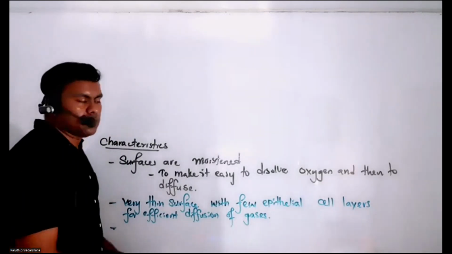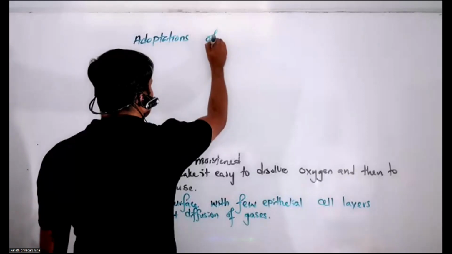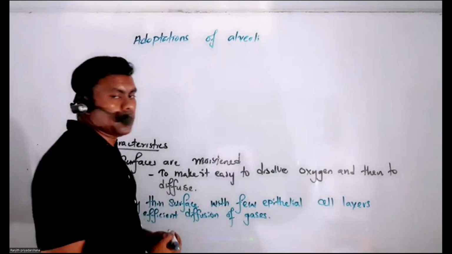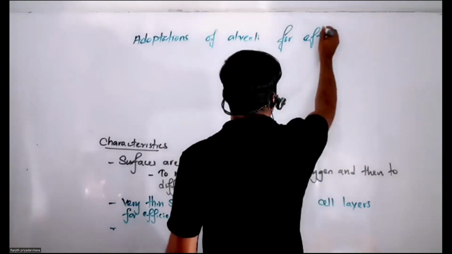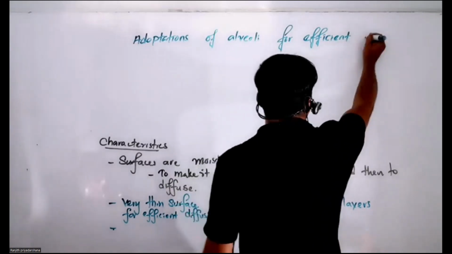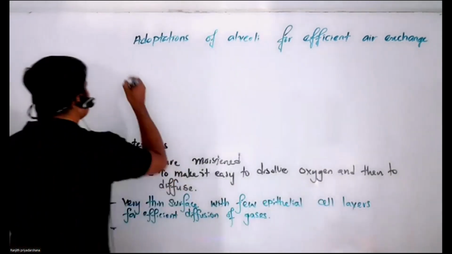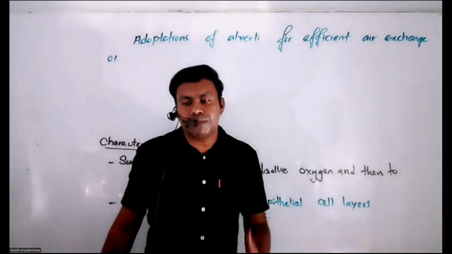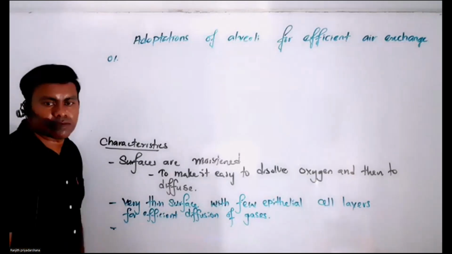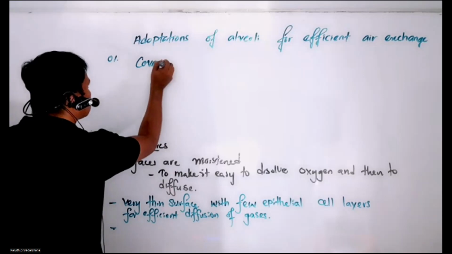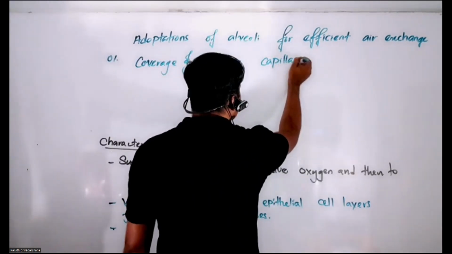Okay, adaptations of alveoli. Adaptations of alveoli for efficient air exchange. First one, you can see a dense capillary network, the coverage of a dense capillary network.